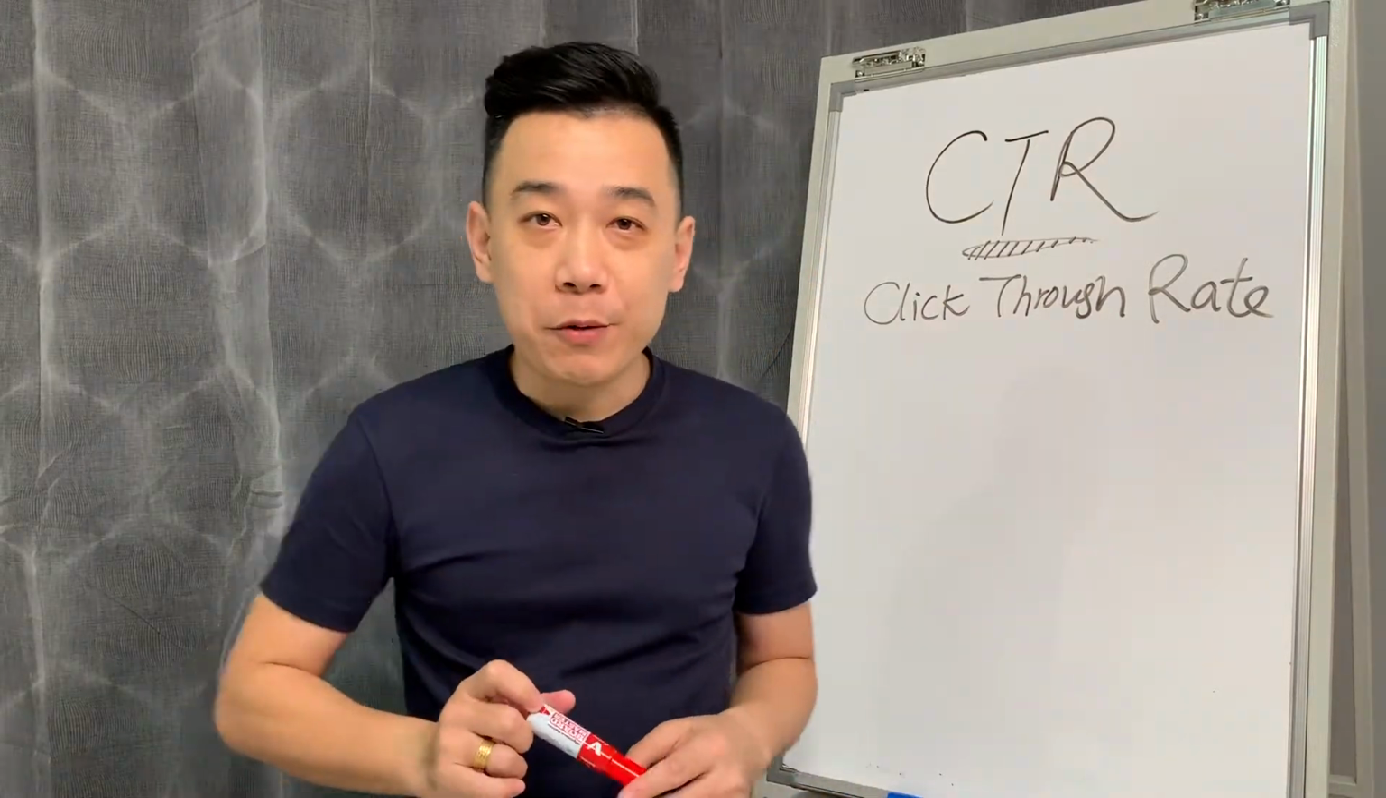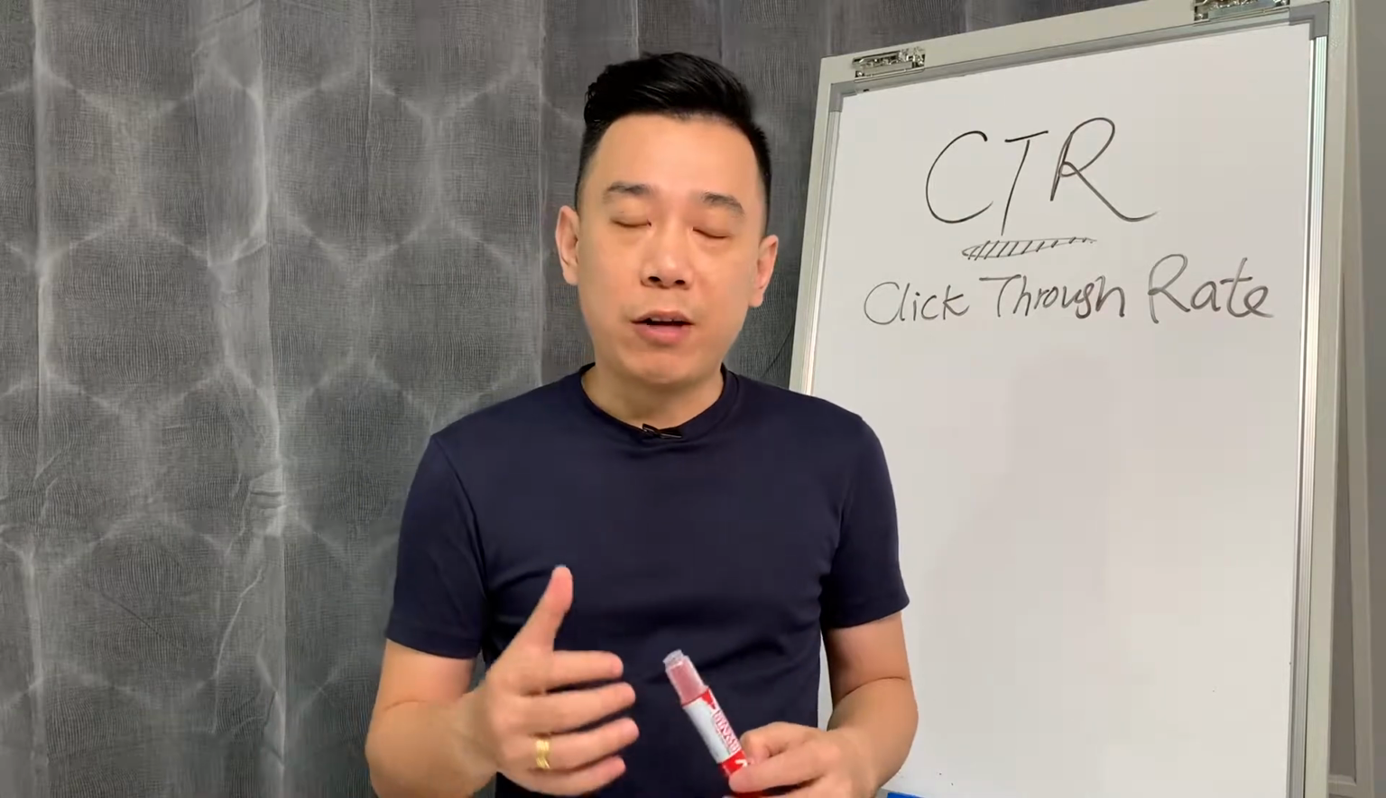So the third metric that we will look at to investigate if your Facebook ads campaign is doing okay is by looking at the CTR. CTR is a very straightforward calculation. It simply means click-through rate. Click-through rate means the number of people who really click versus the number of people who see the ad.